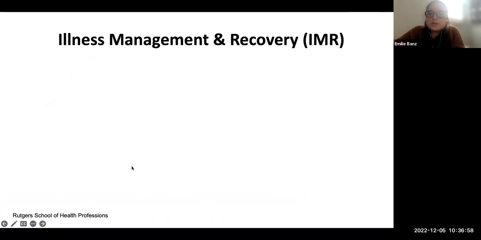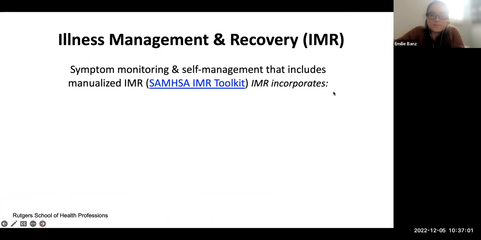So in thinking about illness management and recovery, it is a symptom monitoring and self-management tool, I guess it could be considered. Or just generally speaking, symptom monitoring and self-management. So it could be the toolkit, which we're going to talk about, or any intervention that you can come up with that involves symptom monitoring and self-management, okay? And the manualized illness management and recovery from SAMHSA is a piece of that.